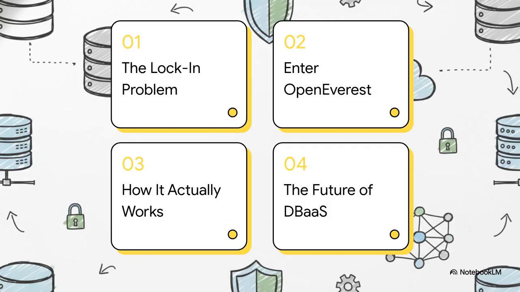So here's how we're going to tackle this. First, we'll really unpack that whole vendor lock-in problem. Then, we'll introduce OpenEverest as the potential solution. After that, we'll pop the hood and see how it actually works its magic. And finally, we'll zoom out and talk about what this all means for the future of database as a service.